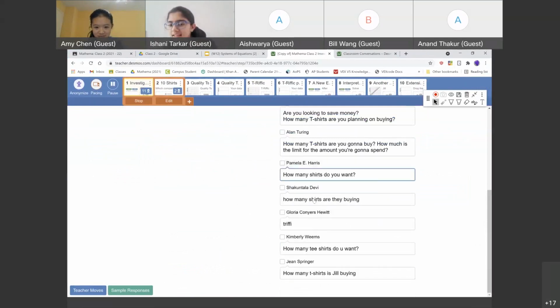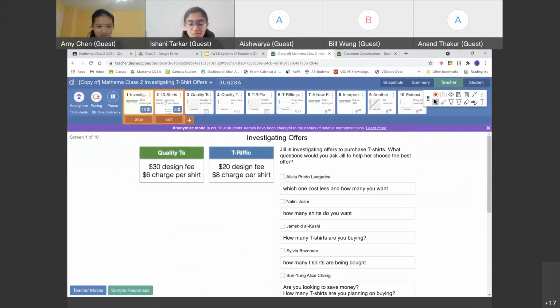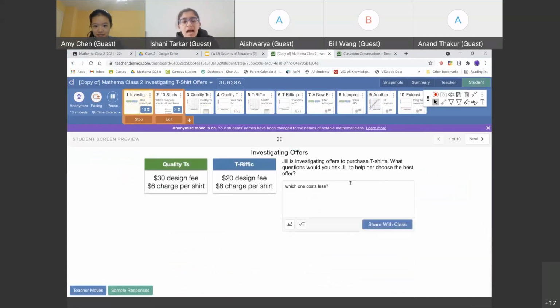Okay, so basically, the two questions you want to ask are how many shirts are you buying, and how much will it cost in the end? So which one costs less, given how many shirts you are buying?